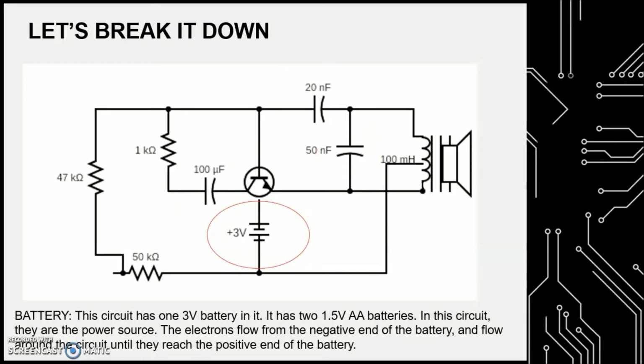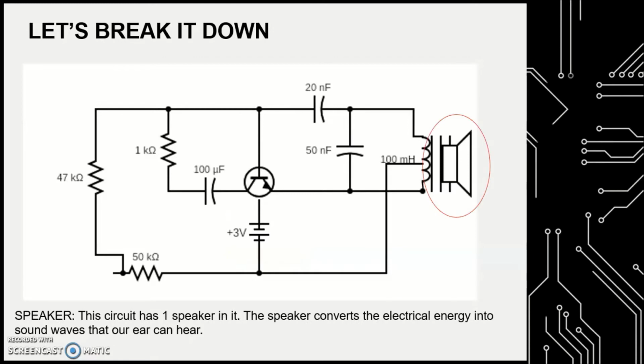This circuit has a 3-volt battery, as was stated, which is made up of 2 1.5-volt AA batteries. And in this circuit, they are the power source. The electrons flow from the negative end of the battery and flow around the circuit until they reach the positive end of the battery. This circuit has 1 speaker in it, and this speaker is what converts the electrical energy into sound waves that our ear can hear.